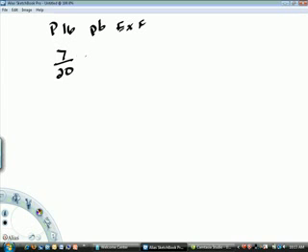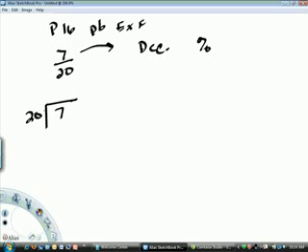Okay, this is on page 16, problem F, example F. Okay, it says write 7 over 20 as a decimal and a percent. So 7 over 20, if I want to write that as a decimal and a percent, okay, there's a couple of tricks. First you want to change it to a decimal number. So 7 over 20 is a fraction, right? 7 divided by 20. So to get it to a decimal number, you just have to divide it. 7 divided by 20.